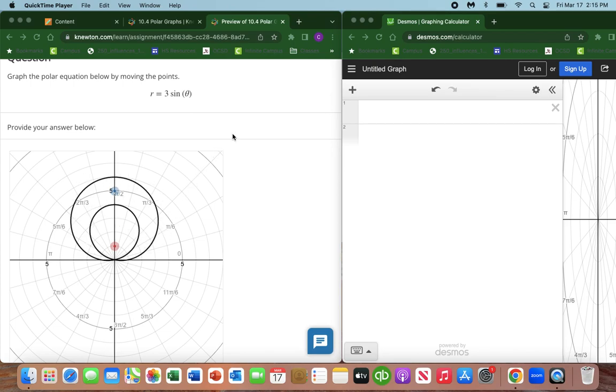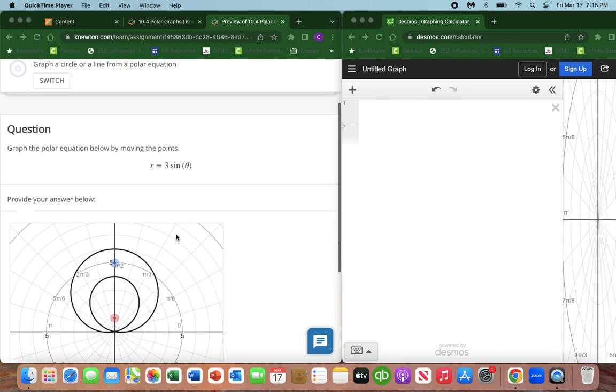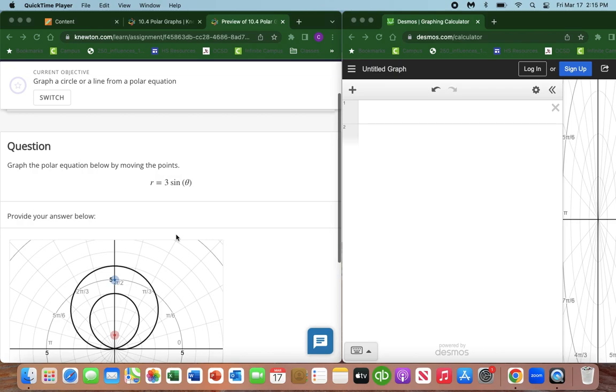looks like. Because they kind of set us up with what the graph looks like beforehand, we can be specific with which points we're going to plug in. So that's what I'm going to do in this objective and throughout this assignment.